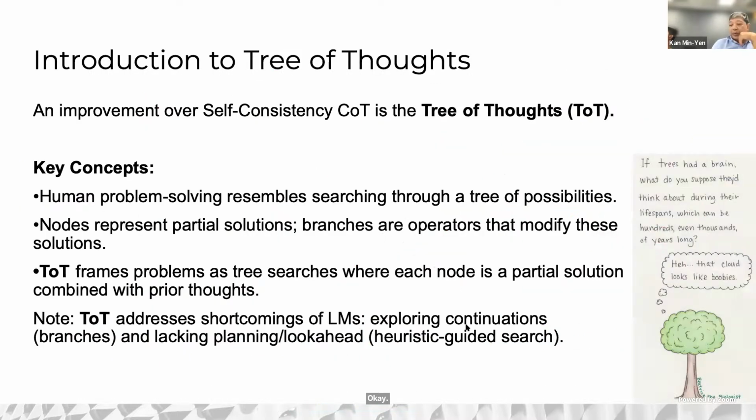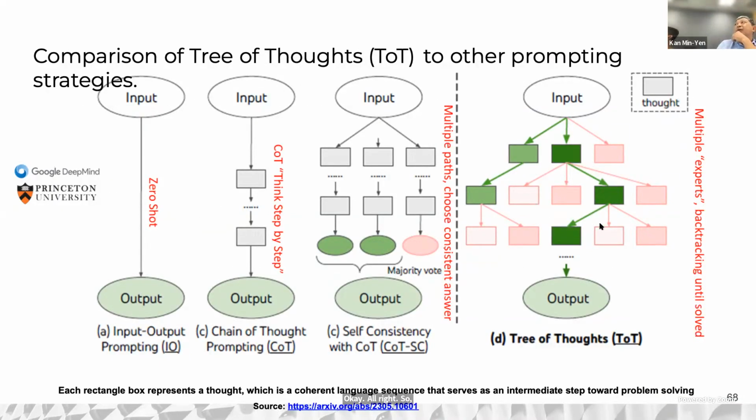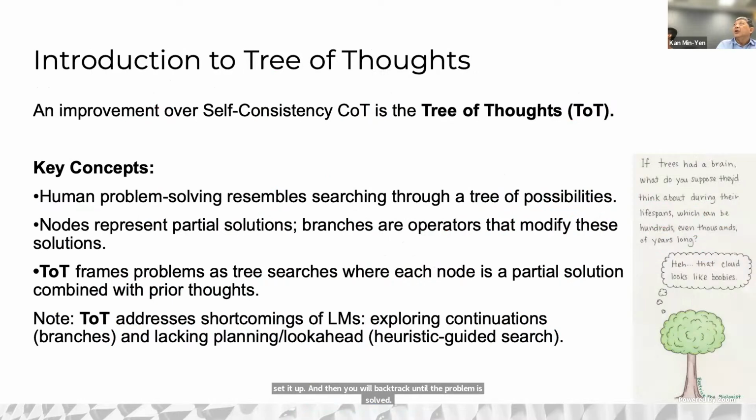And the idea is, why don't we make it into a tree, where now we have not just a forward-looking path for the thought, you also have sidetracks. So multiple paths, I call them experts, and this is why I say expert. We call each path an expert. You'll see later on in my prompts how we actually set it up. Then you backtrack until the problem is solved. So this is what's called Tree of Thoughts, an improvement over the self-consistency COT model.